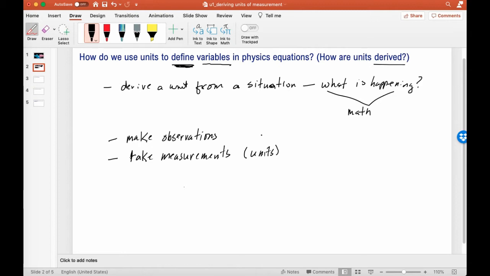What is actually happening? And in our minds and with our senses, we start thinking if something increases or decreases, what does that do with the value? What does that mean for what we observe? And we use all of this to basically come up with an equation. And from that equation, we can derive a unit of measurement for what is happening.